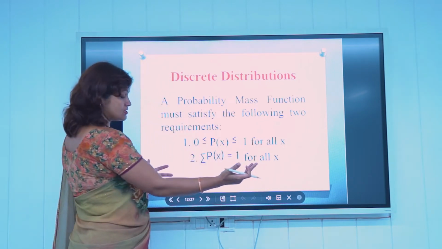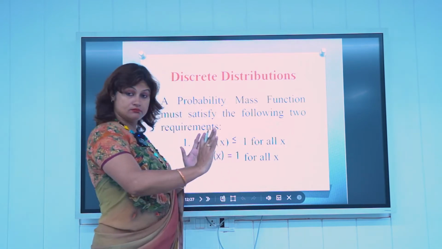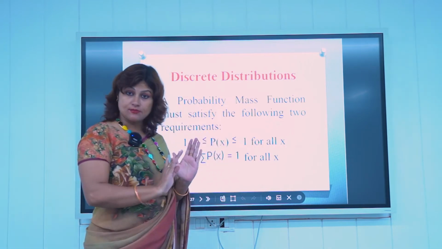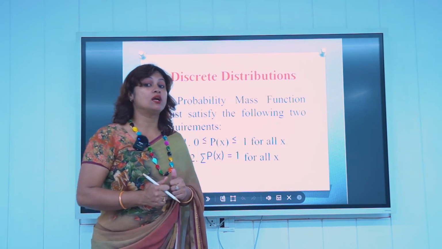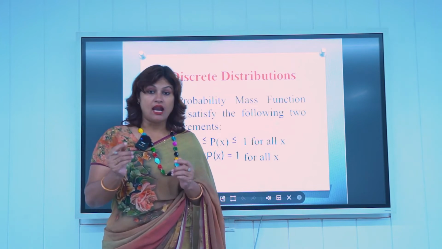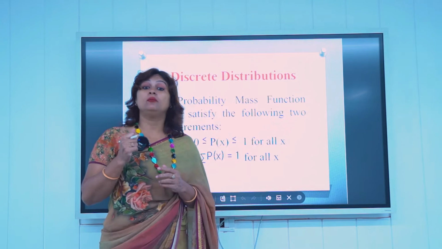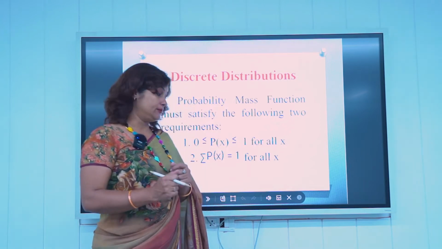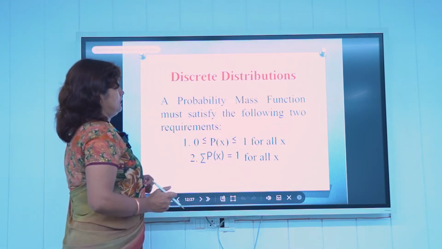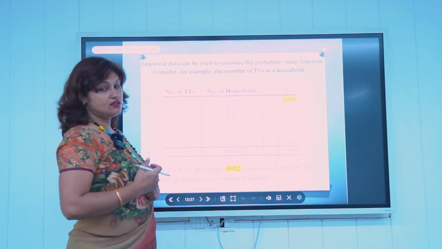So the concept here is that we are following these two conditions of probability: that it will lie between 0 and 1, and the sum of all the probabilities for a random variable will be equal to 1 only. We have taken an example here.